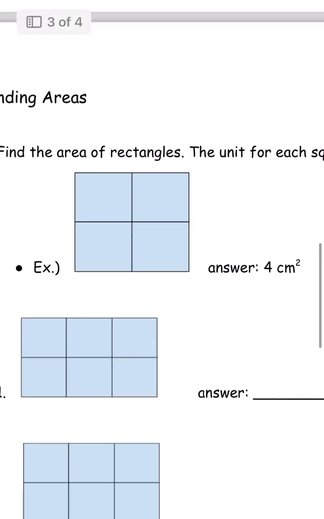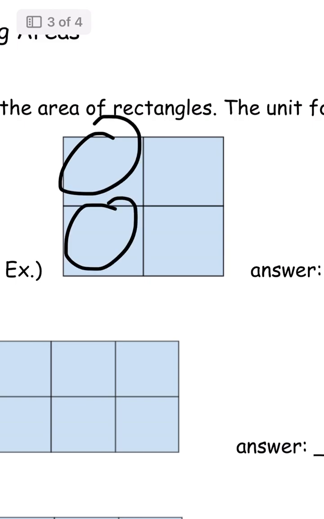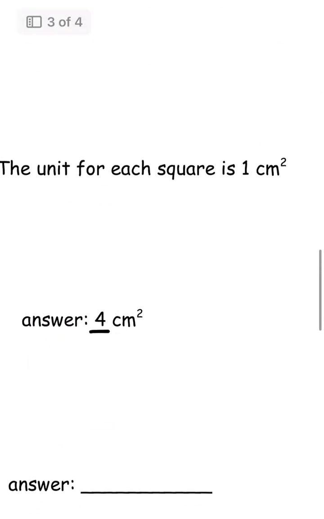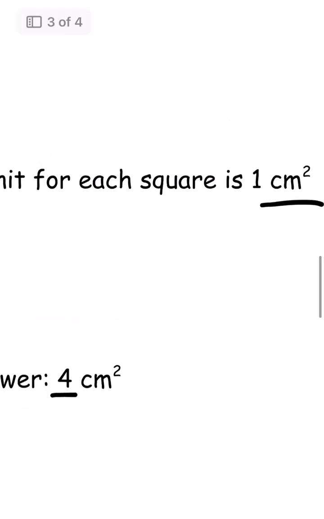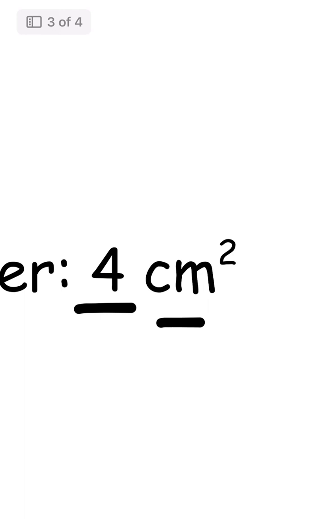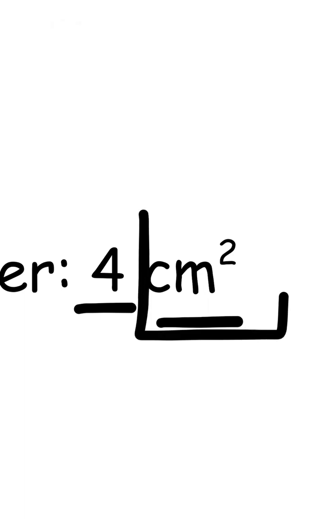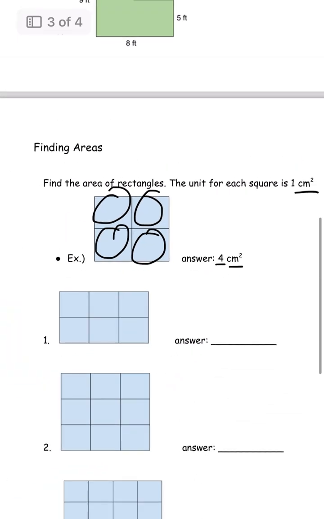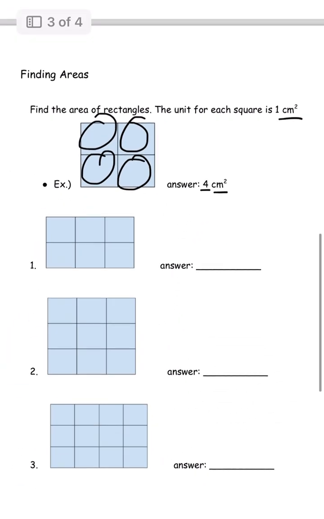So for this one, we have 1, 2, 3, and 4 units of squares. So we're going to just write 4. And then since each of them are 1 centimeter squared, this is going to be 4 centimeters squared. So we have to make sure to write this unit. Okay?